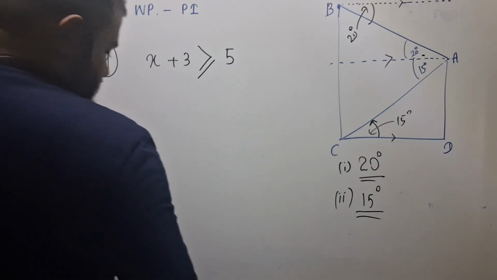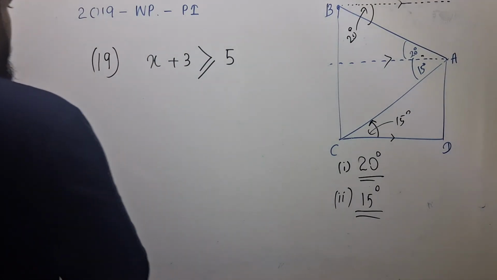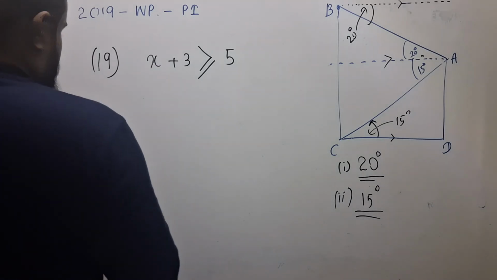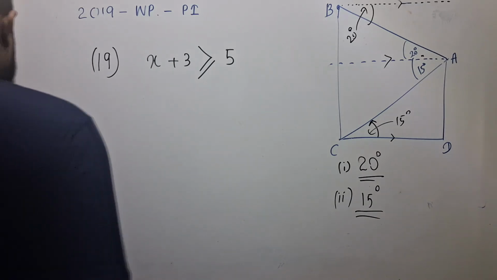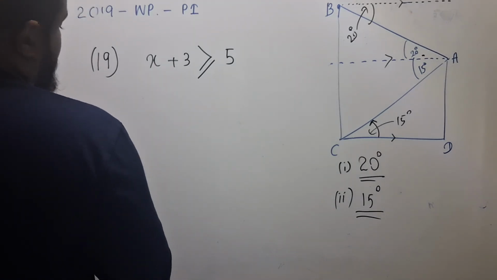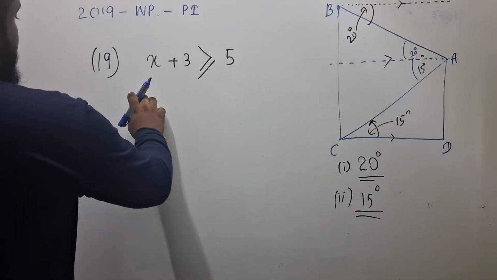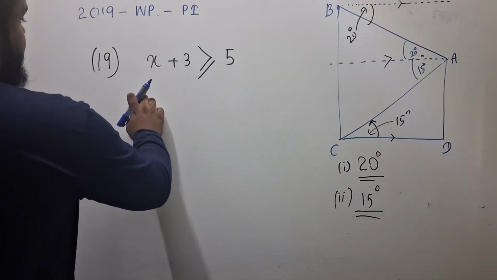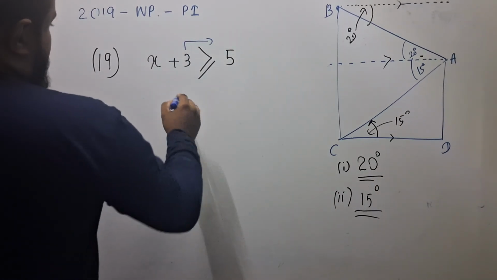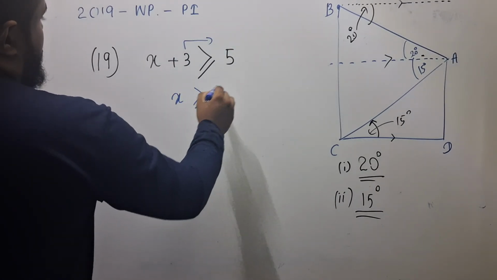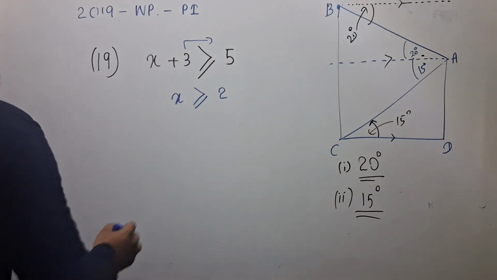This question has two parts. What are they? The first one is the solving part. If you get the value of x, you will get 1 mark. And if you haven't written the smallest whole value, you are getting only 1 mark. To get both marks, you have to write the smallest value that x can take. Take this 3 to the other side. As in equations, x is greater than or equal to 5 minus 3, which is 2.